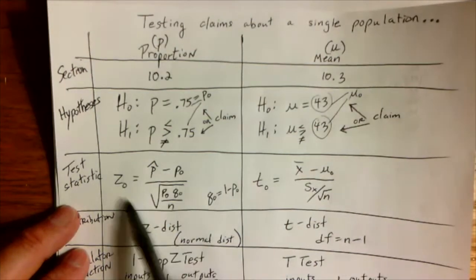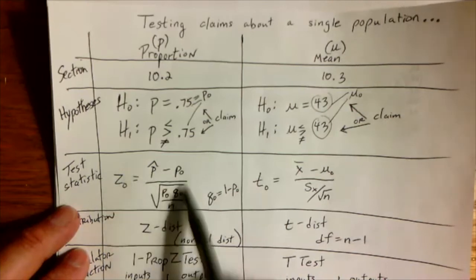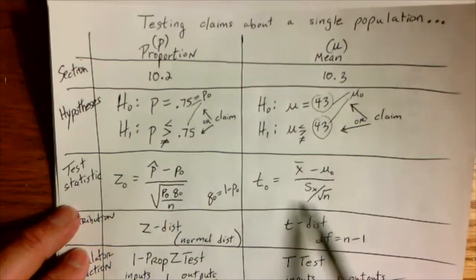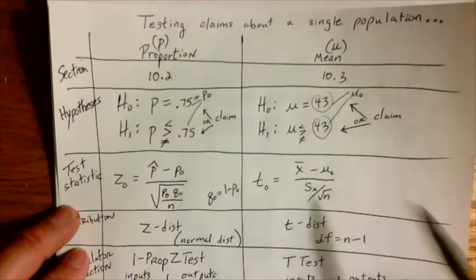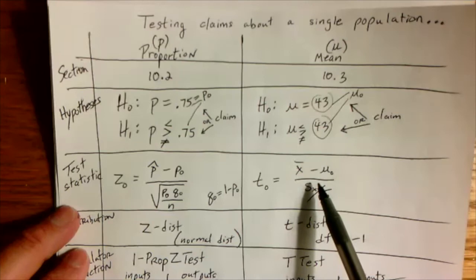You saw this formula first for proportions in section 8.2. You saw this formula for the first time in section 8.1. And we calculated some probabilities based on this number. And the probabilities that we calculated back then were, in fact, what we now call the p-value.